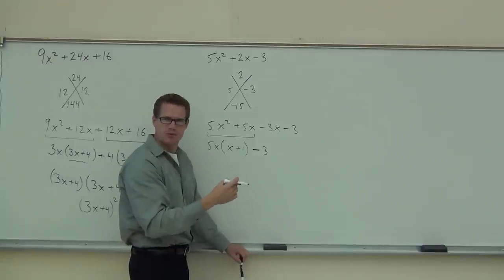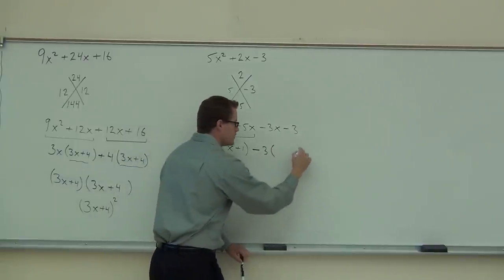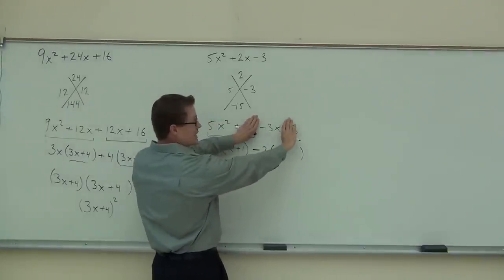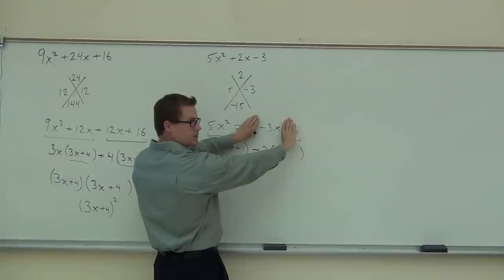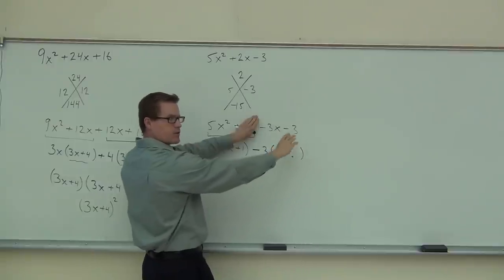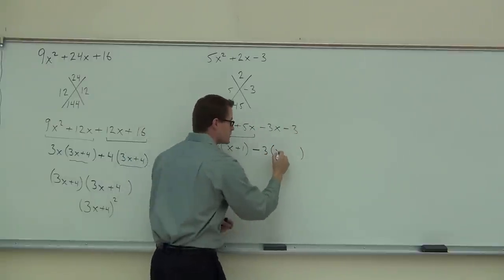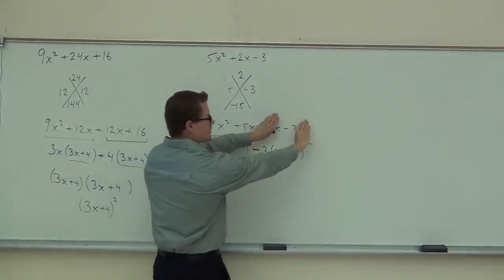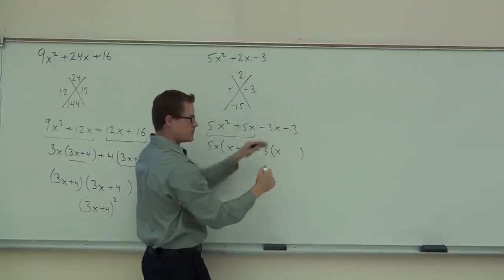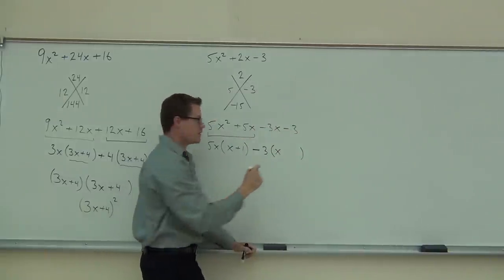Just do the math carefully. If we factor out a negative 3, what's negative 3x divided by negative 3? 5x. What's negative, just this part, what's negative 3x divided by negative 3? Remember, we're factoring it out. Positive x, that's what's going here. What's negative 3 divided by negative 3? One. Positive 1 or negative 1?